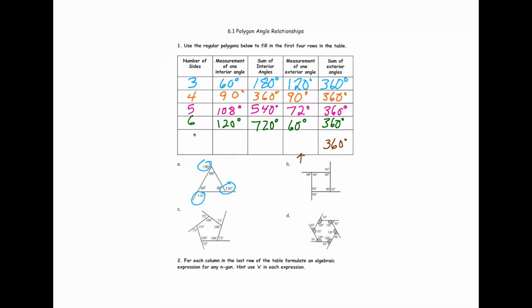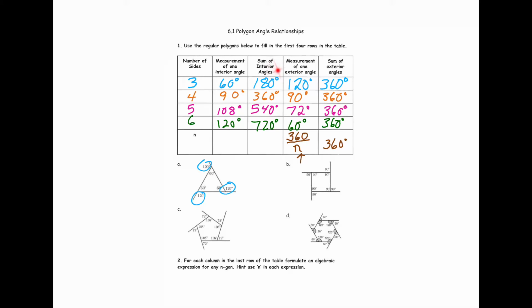So the way I'm going to find this is I'm going to do 360 divided by n, which is the number of sides. And that's going to give me the measurement of one exterior angle. Right, so 360 divided by 3 is going to give me 120. 360 divided by 4 is going to give me 90. So that checks out. For the sum of interior angles, this one's a little bit tougher, but we should be able to see what it's growing by.